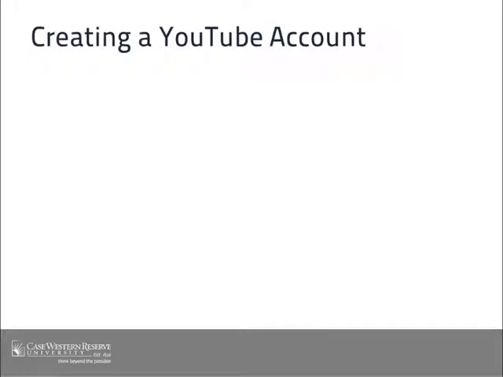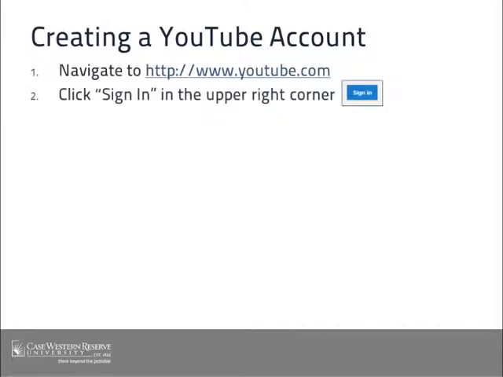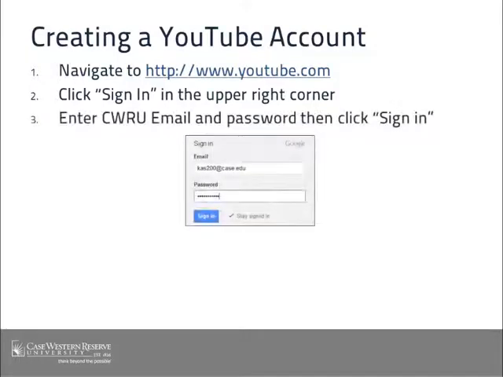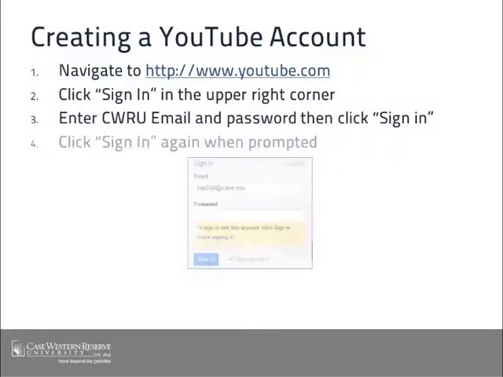Let's get started. Before we begin talking about Video Everywhere, you'll need to make sure that you have a YouTube account created. To begin, navigate to youtube.com. Next, go ahead and click Sign in the upper right-hand corner. Enter in your CWRU email and password, then click Sign In. Click Sign In again when prompted.